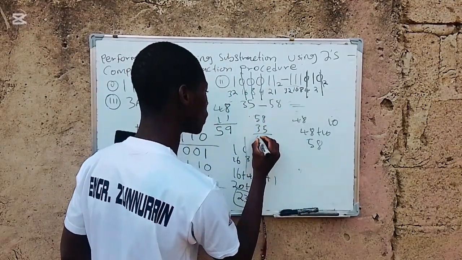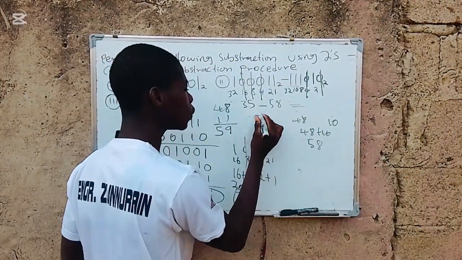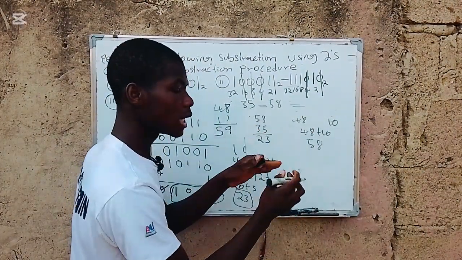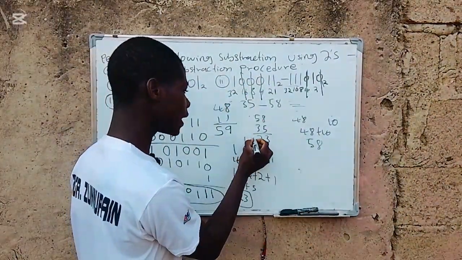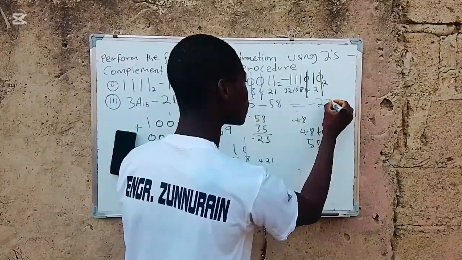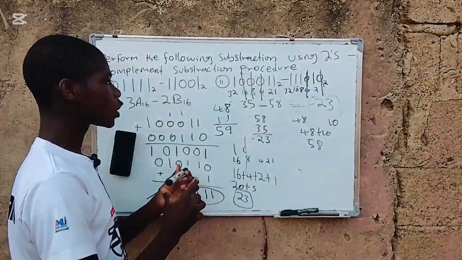8 minus this gives 3, and this minus this gives 2. But I'm subtracting the smaller number from the bigger number, so I will end up with a negative. So this is minus 23. And this is our solution. This is the solution of this second question.